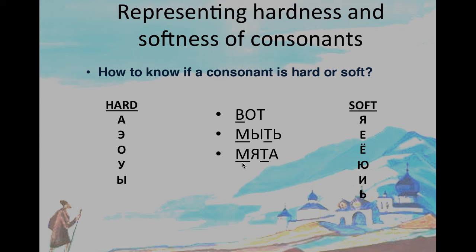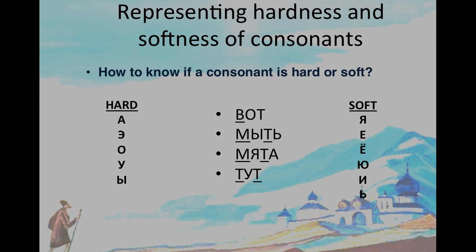Okay, let's look at these two consonants. M. Is this a hard M or a soft M? Soft. Because look, ya is over here in the soft category. How about this T? Is it a hard T or a soft T? Hard. Good. Miata. Miata. How about this one? Is this T a hard T or a soft T? Hard. Good, because oo comes from the hard category. And what about this T? Is it hard or soft?